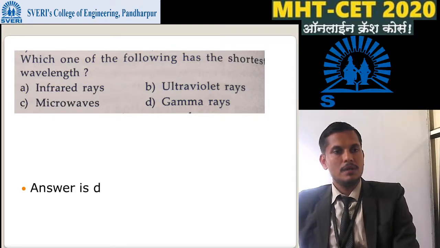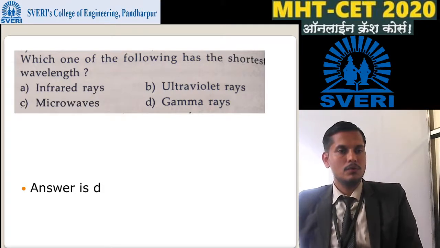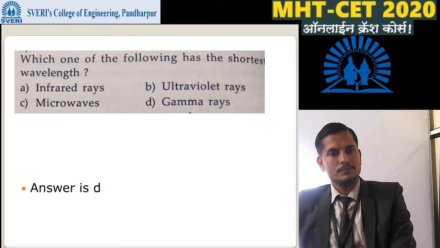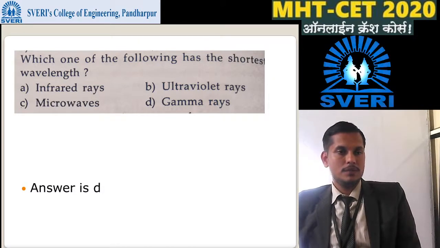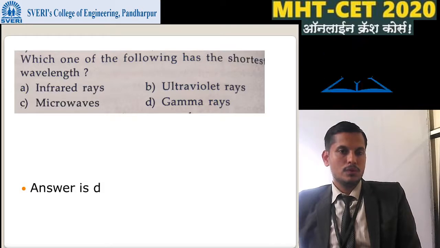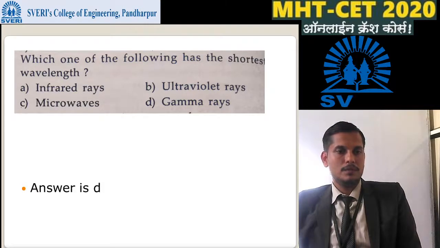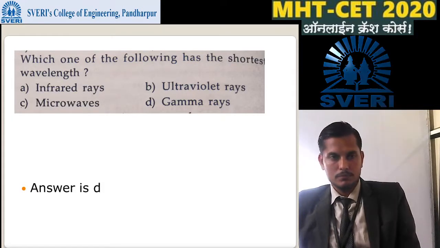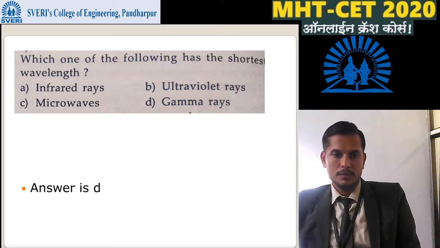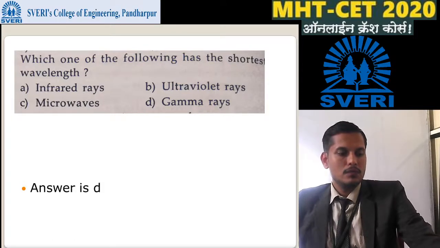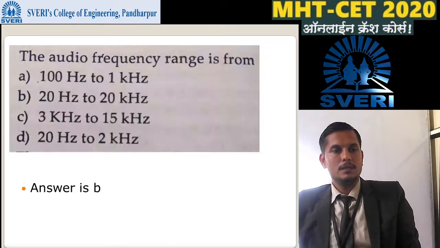Options are infrared rays, ultraviolet rays, microwaves and gamma rays. So shortest wavelength means here we are considering high frequency. If we consider the electromagnetic spectrum, gamma rays are the rays which have the shortest wavelength. So the answer for this is D.